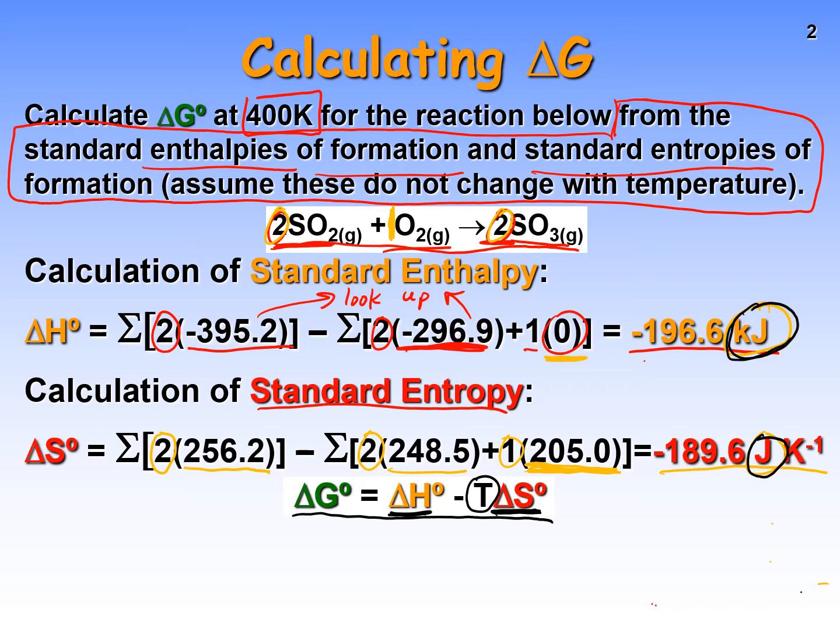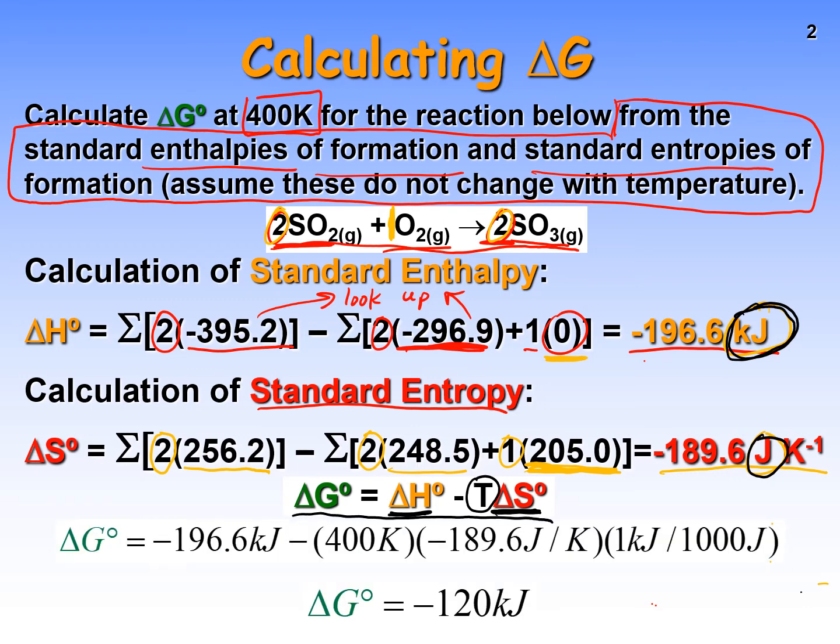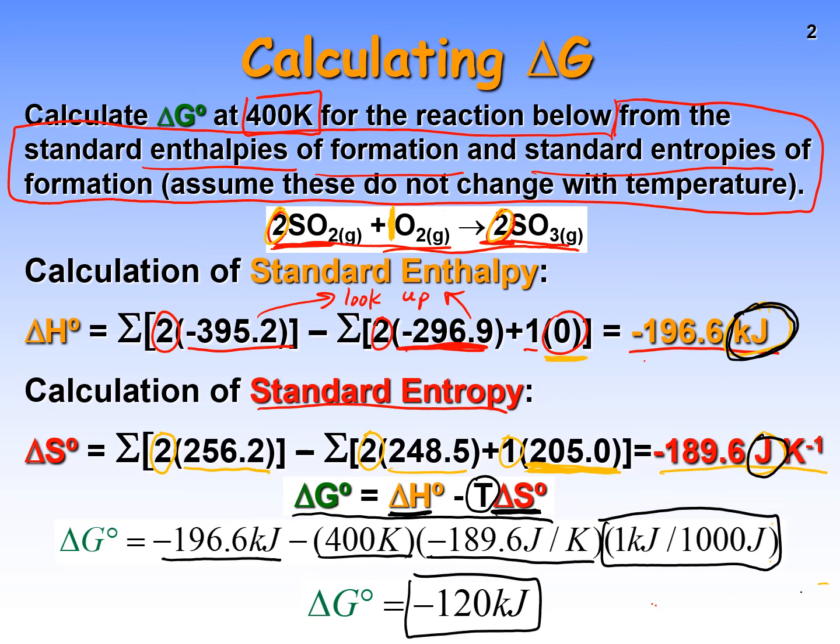Again, make sure you're careful. Joules and kilojoules need to be put into the same units. And this is by far the most common mistake that students make. So again, here's my delta H, 400 Kelvin is my temperature. Here's my delta S, and this part here is just converting from joules to kilojoules. And if you do this all out, you should get your delta G naught for about -120.